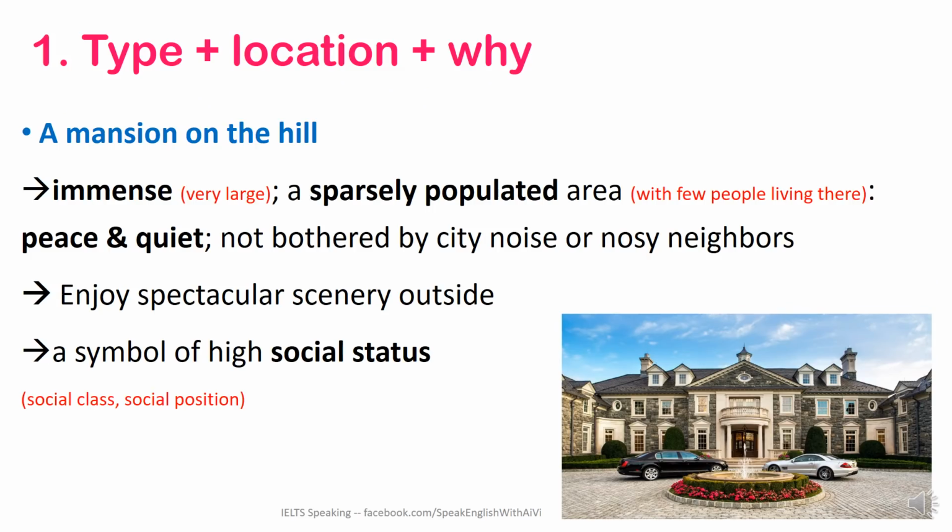The second type that you may want to talk about is a mansion on the hill. A mansion is an immense house. And when you live on the hill, you can live in a sparsely populated area, so you can enjoy the peace and quiet there. Also, living in such a house, you can show your social status.